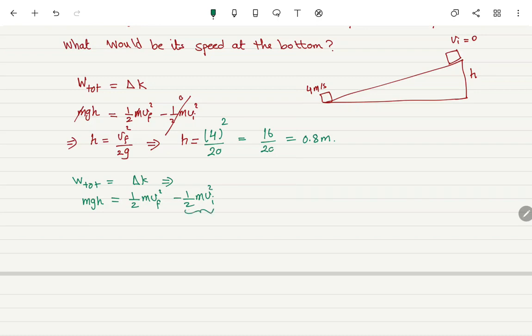Now this initial term isn't 0 because we have an initial velocity equal to 3. For h, we just calculated it. Mass cancels with mass. Now 0.8 multiplied by 10 equals half v final squared minus half of 3 squared, which is 9. You solve this equation and you will find v final equal to the square root of 25, or 5 meters per second.